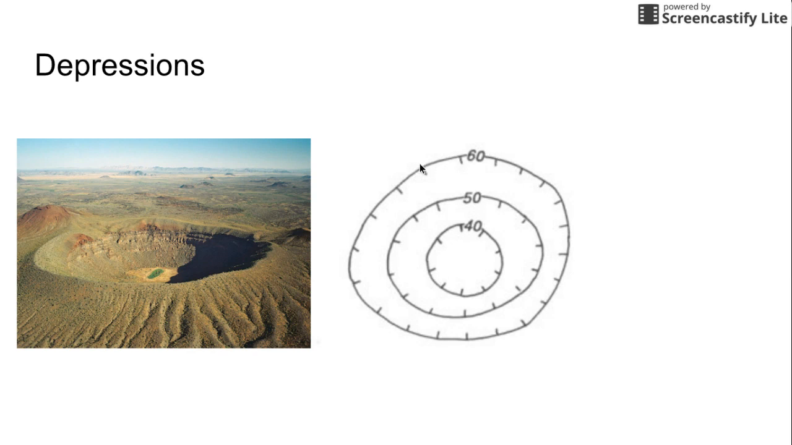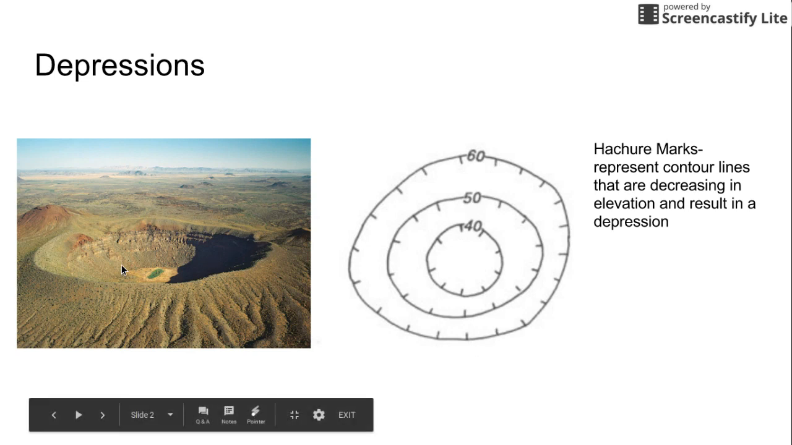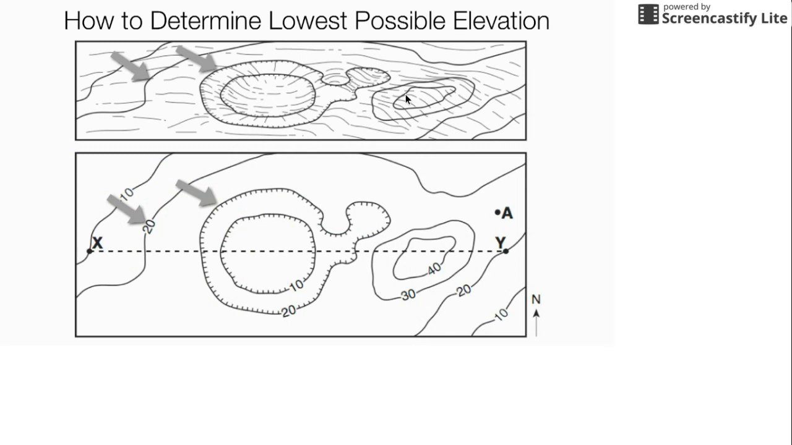It would have these contour lines with these little marks on them going all the way down to the lowest point of elevation. Now, these marks are called hachure marks, and hachure marks represent contour lines that are decreasing in elevation and result in a depression, or this bowl-shaped feature that you see over here on the left. So one of the questions when we see a depression indicated by hachure marks is, what is the lowest possible elevation right in the middle?